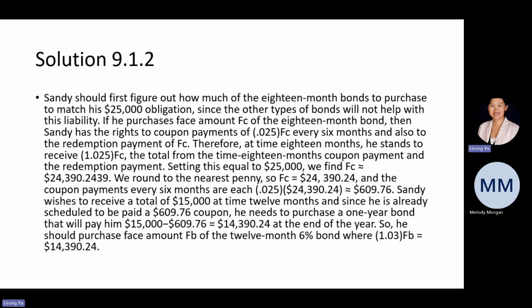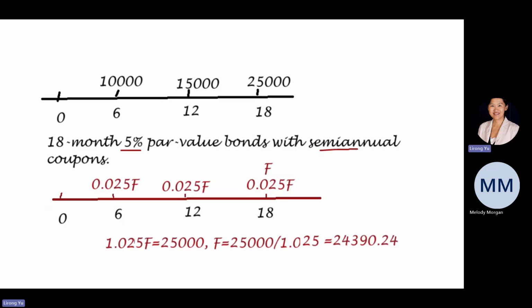That's the entire solution in the book, a little bit longer to read. So here's the plan. Look at the 18 months, 5% par value bond. 5% divided by 2 is 2.5%. 2.5% multiplied by the face value is the amount of the coupon. So you have 2.5% F at all three times, and then the final face value payment at time 18. So at time 18, the actual cash flow is 1.025 times the face value.